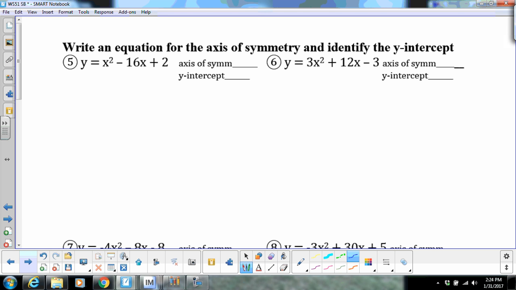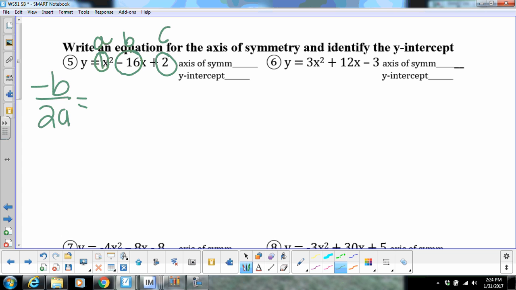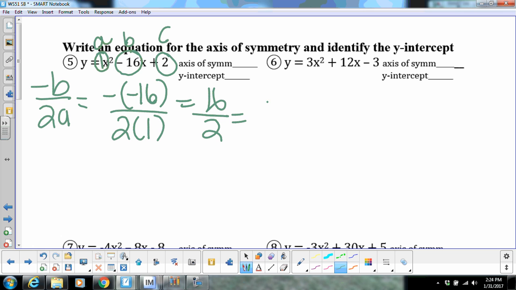Number 5, 6, 7, and 8 are simply asking for the axis of symmetry and the y-intercept. Remember, key point here is axis of symmetry is the opposite of b over 2a. Our a is going to be 1, -16 is our b, and 2 is our c. So the opposite of -16 gives me +16. 2 times 1 is 2, and 16 divided by 2 gives me 8. So your axis of symmetry is x equals 8. Remember, the y-intercept is always your c term, so the y-intercept here is just 2.